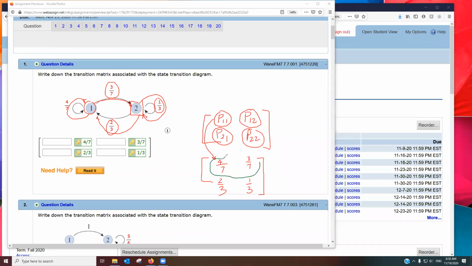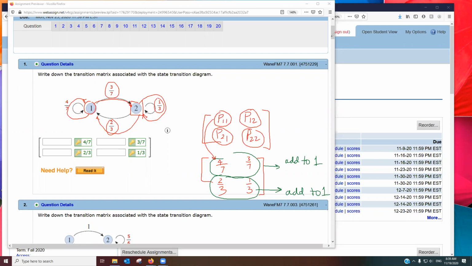So notice, if you add these, they equal 1 for the first row, and when you add these numbers straight across on the bottom row, they add to 1. If not, you made a mistake. If each row doesn't add up to 1, you made a mistake somewhere. Okay, so some questions are just asking you to take a diagram and convert it into a matrix.